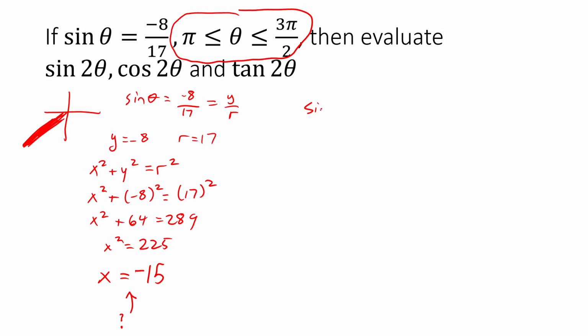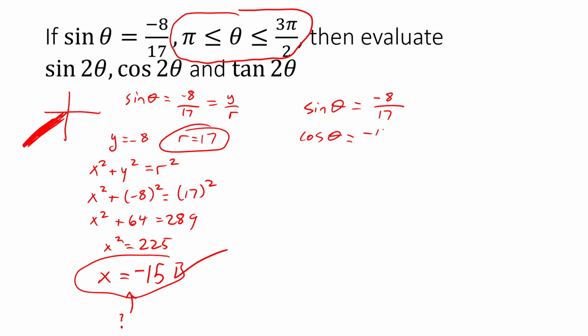Well, we know that sine theta is equal to y over r, which is negative 8 over 17. That's actually given in the question. And cos theta is equal to x over r. Well, we just figured out x is negative 15. And we said earlier r is 17. So cos theta is going to be negative 15 over 17.